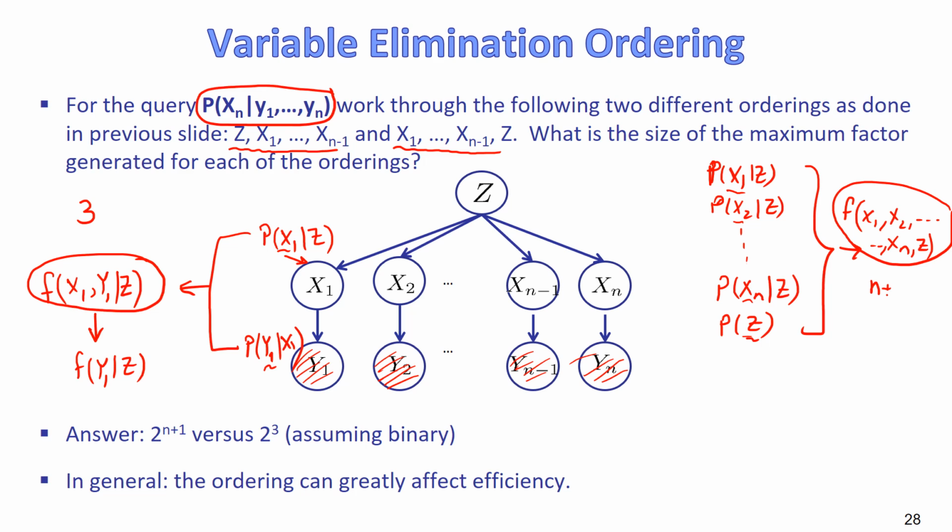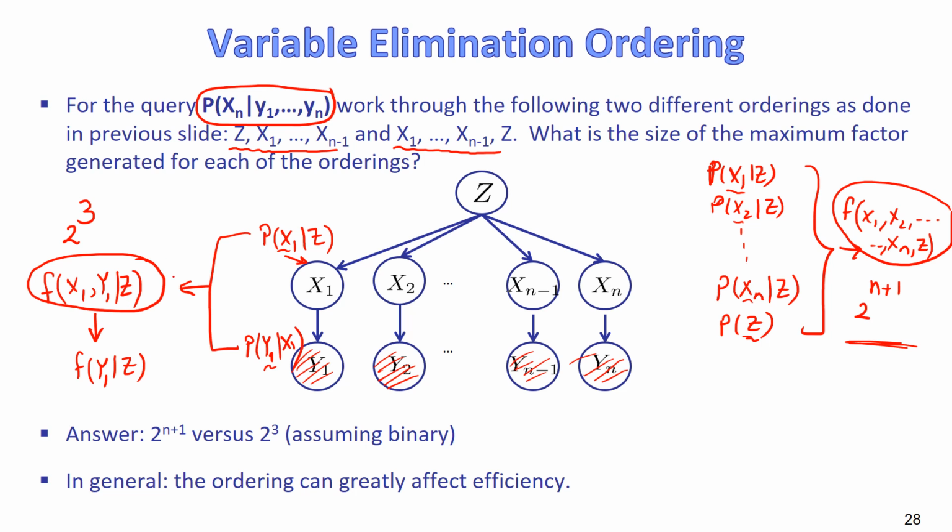N plus 1, very good, because we have n x's and 1 z, so we have n plus 1 dimensions. Okay? Thanks Mahmoud. Now, if I want to get the number of rows in that factor, assuming that each of the variables here has 2 values, the number of rows in that factor will be 2 to the power 3. And the number of rows of that other factor will be 2 to the power n plus 1. Of course, if n is more than 2, this factor will be much larger than this factor.